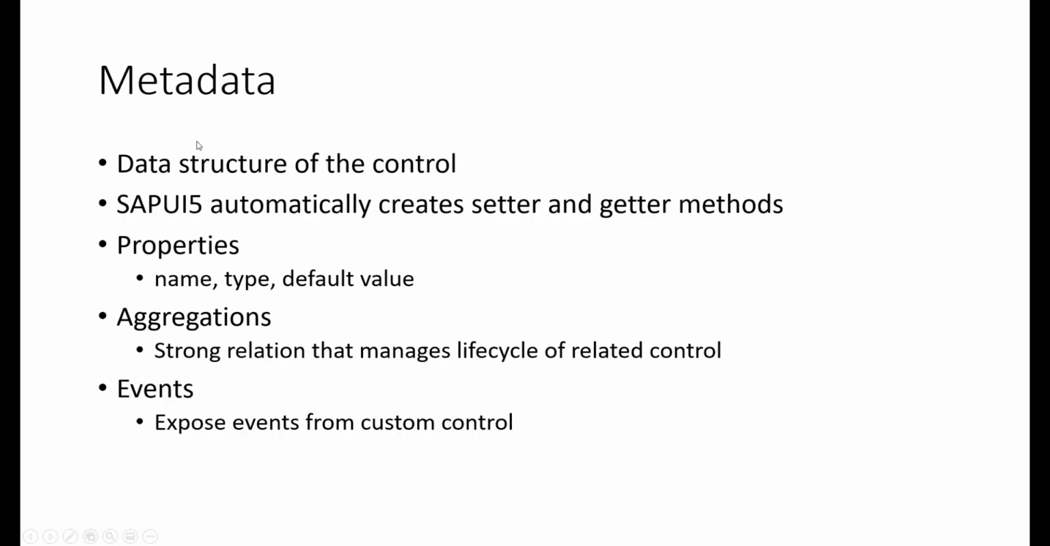Now the metadata defines the data structure of the control. SAP UI5 automatically creates setter and getter methods for the properties that you add there. So if you have a property called title, then SAP UI5 will automatically create a setTitle and a getTitle method for you. In the properties, you need to give a name. So the name will be title. Type can be string. Default value is optional; if you want to have a default value, you can give one.